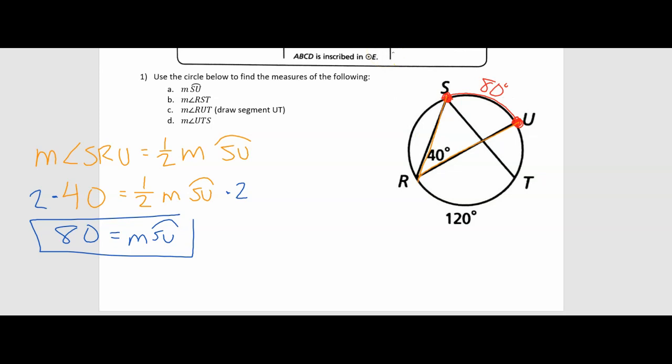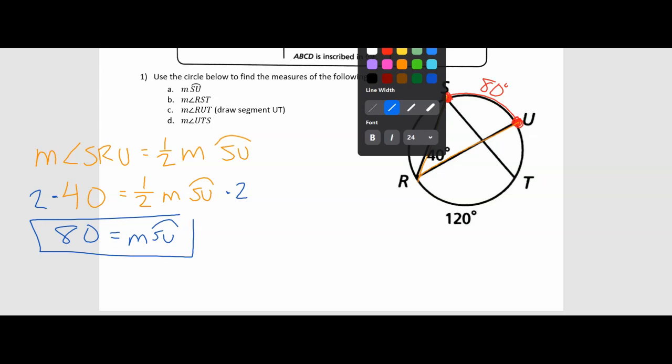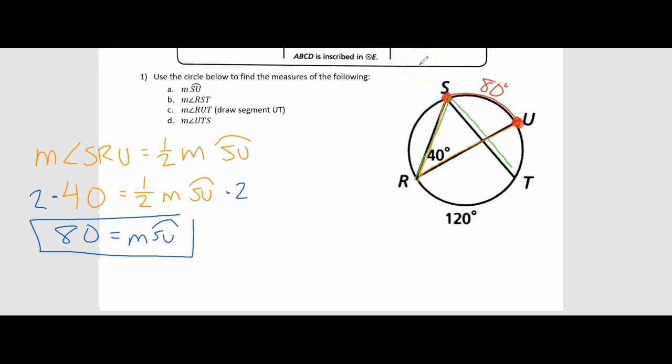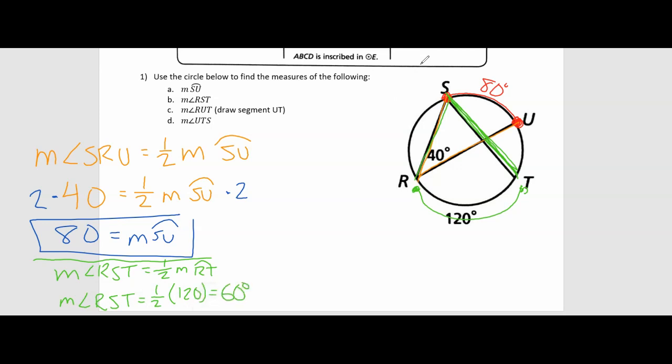Now we need the measurement of angle RST. Well, this time I'm going the opposite way. RST is this lime green angle, and I know what the arc is, right? The arc is 120. Let's do this here. The measurement of angle RST is equal to 1/2 times the measurement of arc RT. So the measurement of angle RST is equal to 1/2 times 120. So that's got to be equal to 60 degrees. Go to 60 degrees right there in our diagram. Done with A and B.